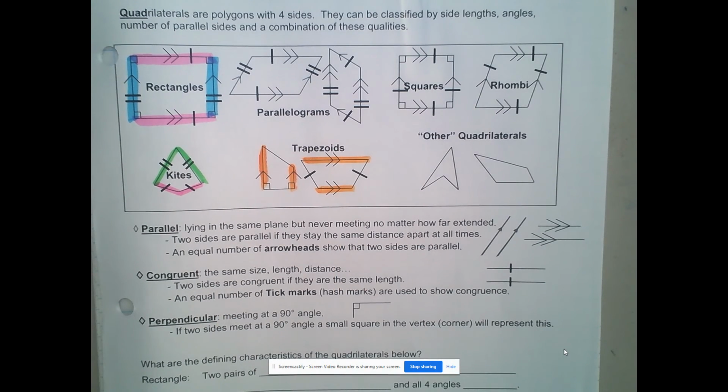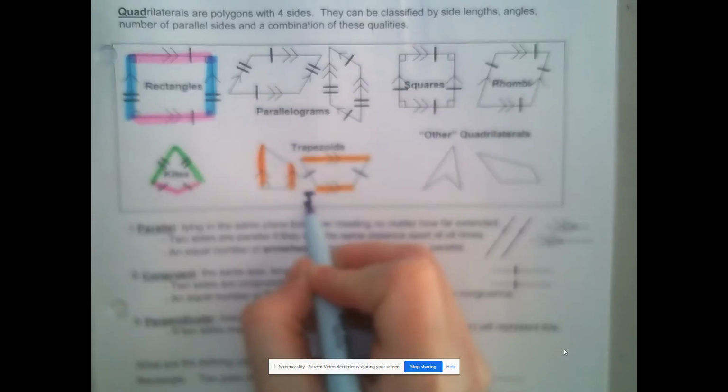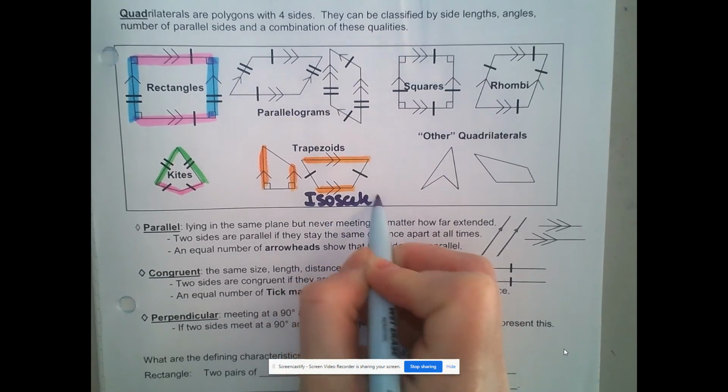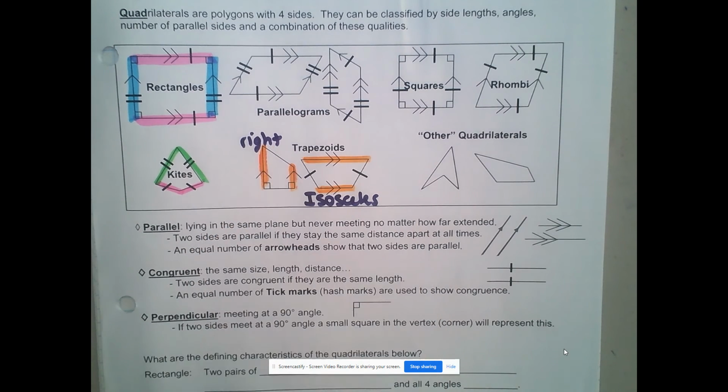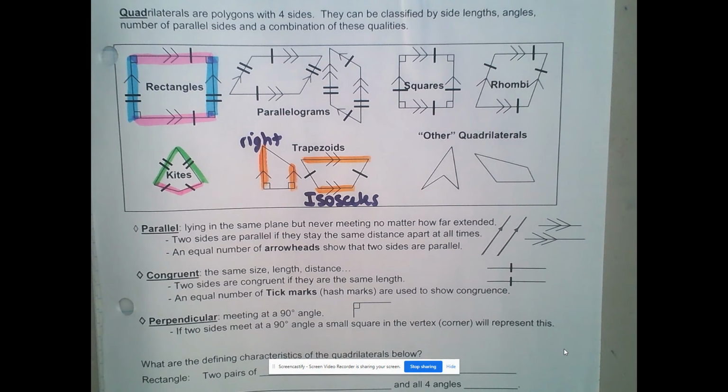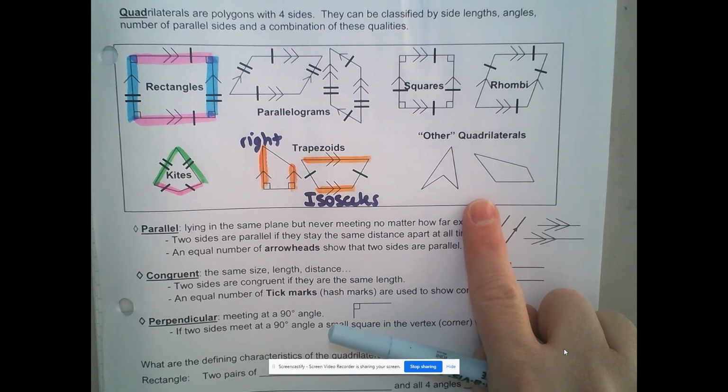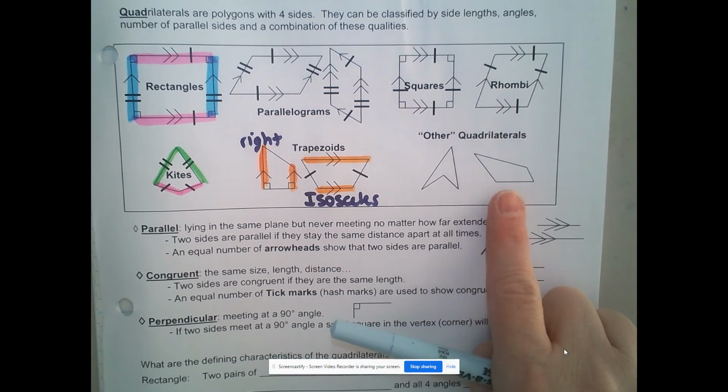That one gets a special name. This one's actually called an isosceles trapezoid, and this one's called a right trapezoid because it has other special qualities, but their base shape is a trapezoid because it has that single pair of parallel sides. Other quadrilaterals is your last one, and that means that it's got four sides and none of the other special qualities. So no pairs of parallel, no pairs of congruent, nothing else really special to make them stand out.